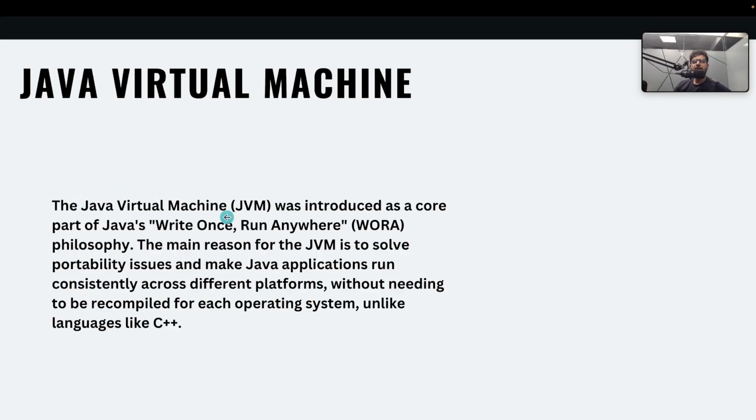So the Java people said, okay, we are going to introduce a philosophy, write once and run anywhere. You write your Java code once, you convert it into some binary, what's more technically called bytecode, and then that bytecode, don't run it directly on your Mac machine, don't run it directly on your Windows machine. That bytecode will run on the Java virtual machine. If you've ever started Java locally, you might remember you have to start the JVM, Java Virtual Machine. The main reason for JVM was to solve the portability issues and make Java run consistently across various platforms without needing to be recompiled for every operating system.